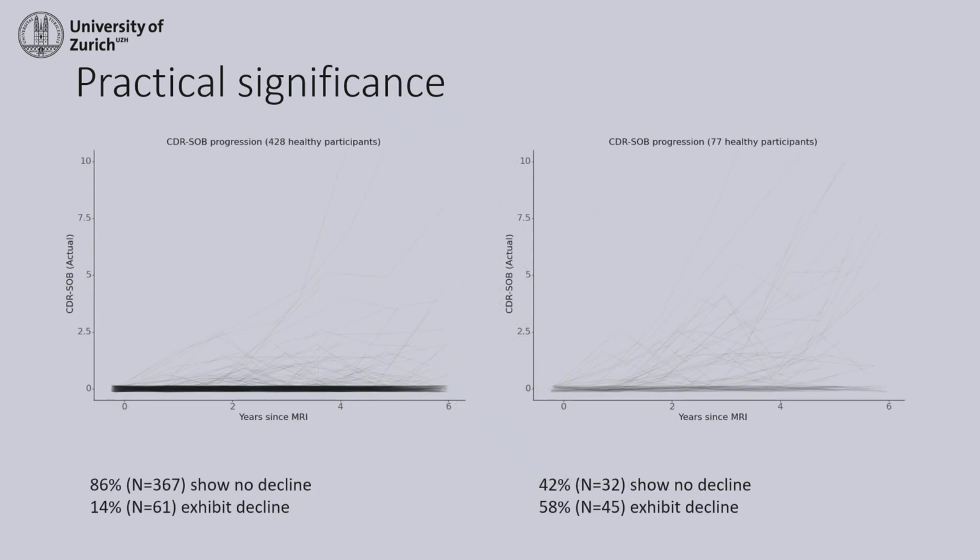But then we can separate these people using our model, and we put to the left the ones that have less than 50% chance of presenting decline at any point in time, and to the right we put the ones that have more than 50% chance of exhibiting decline at any point in time. And in the right one, you see that we have a much smaller subgroup because of that. It's only 77 healthy participants, but among themselves, 6 out of 10 exhibit decline.